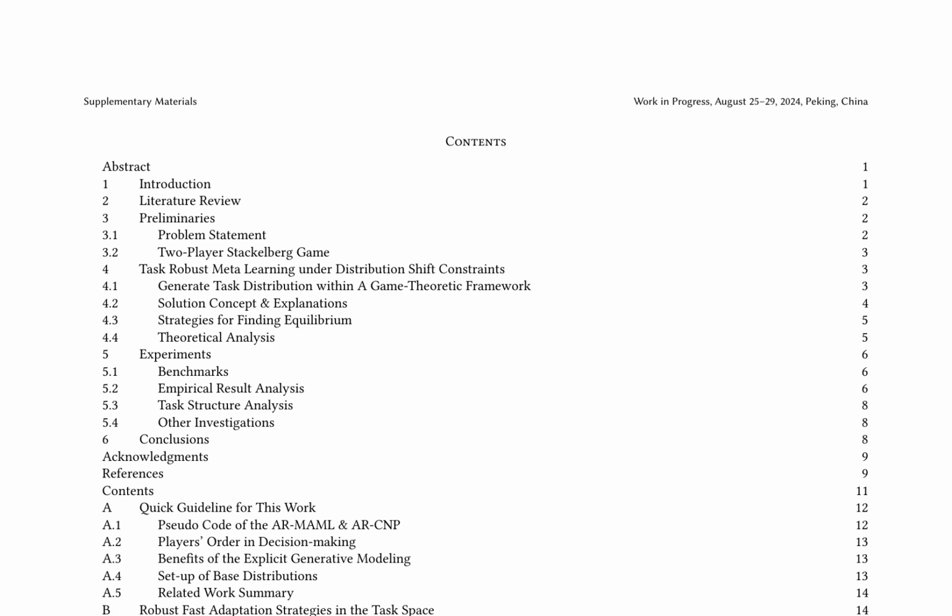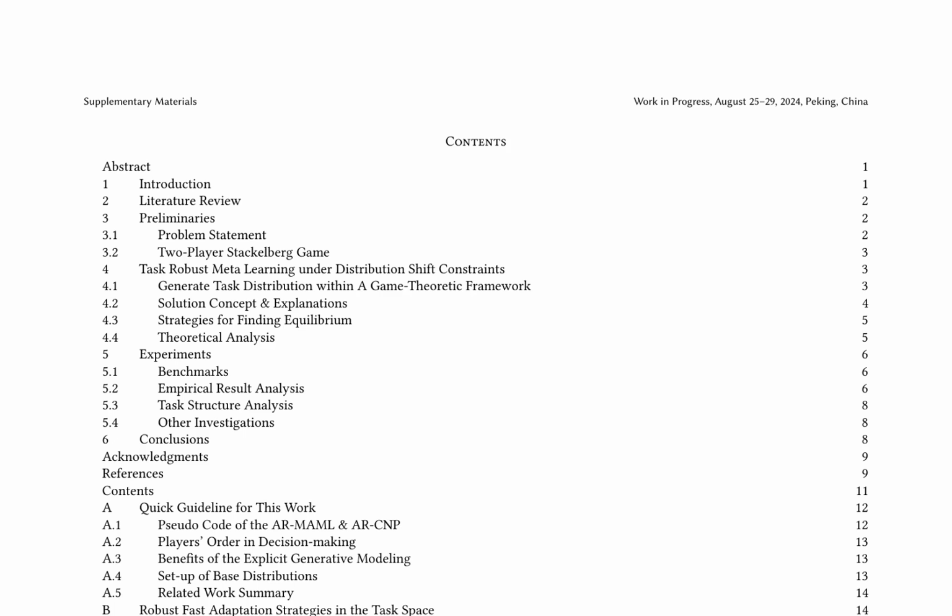Task-robust meta-learning under distribution shift, a game-theoretic framework. The challenge of task-robust meta-learning under distribution shift constraints is a pressing issue in machine learning. To address this, we propose a game-theoretic framework based on a two-player Stackelberg game. This approach allows for the generation of task distributions that can simulate real-world scenarios more effectively.